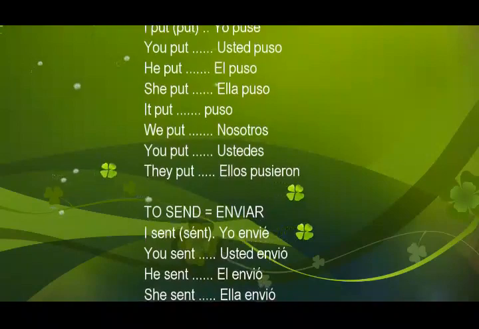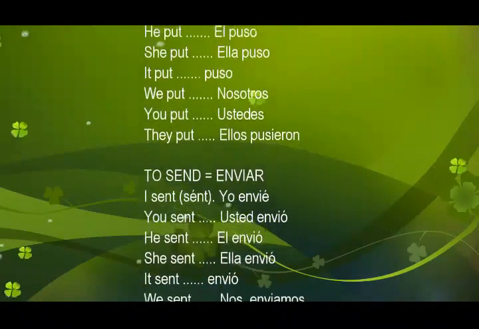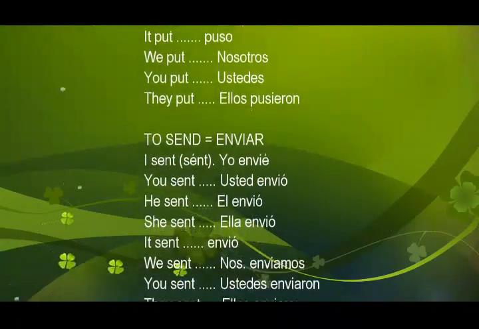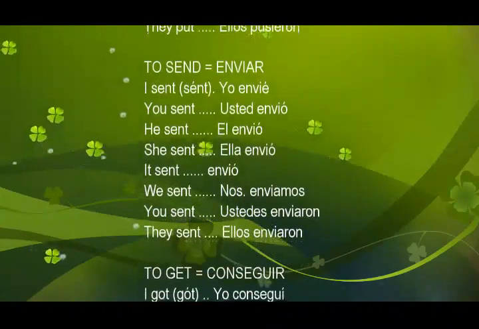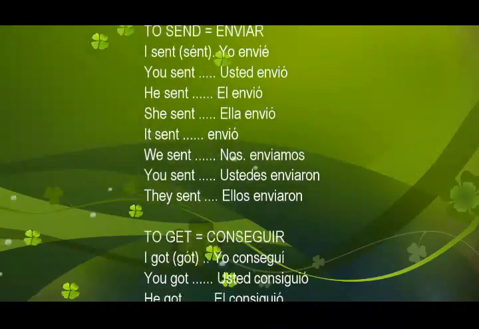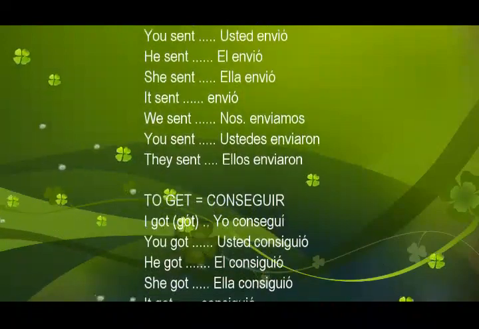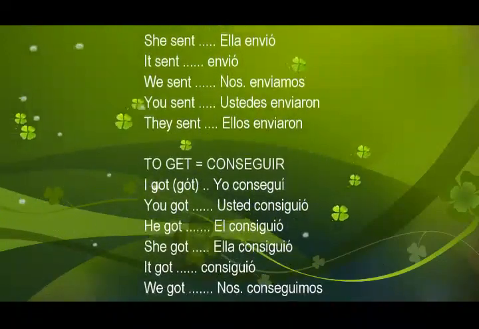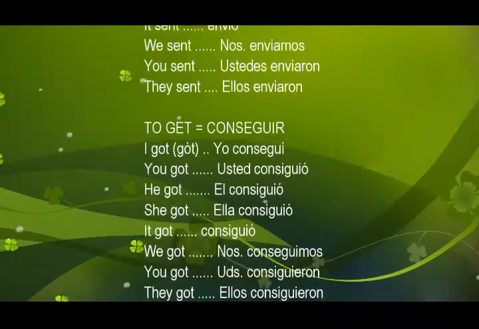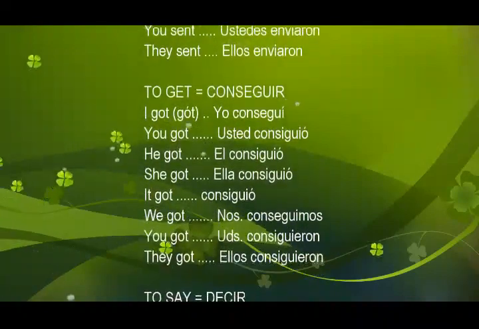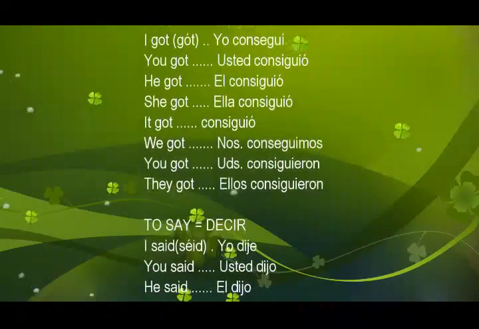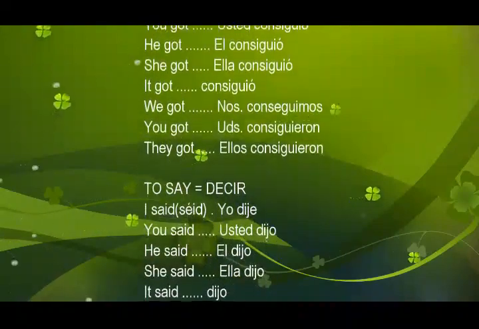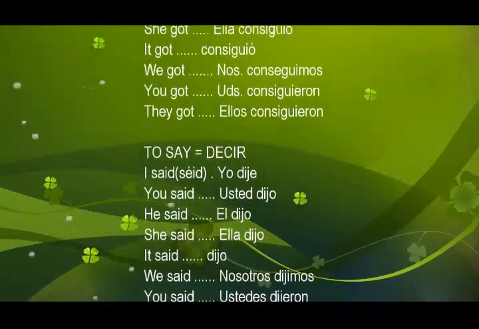To send. I sent. You sent. He sent. She sent. It sent. We sent. You sent. They sent. To get. I got. You got. He got. She got. It got. We got. You got. They got.